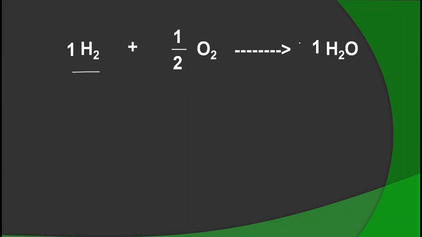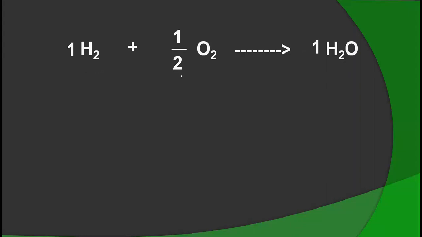Suppose we have two fractional values, say 3 by 4 over here. In such cases, you just multiply the numbers in front of the reactants and products by the LCM of the denominators of these two fractions. So if it is 1 by 2 and 3 by 4, the LCM of 2 and 4 is 4. So I have to multiply all the reactants and products by the number 4.